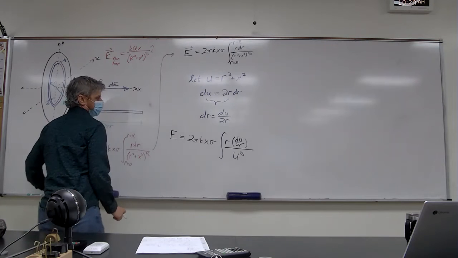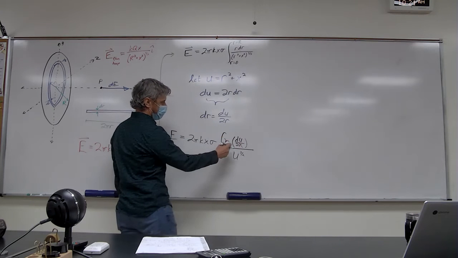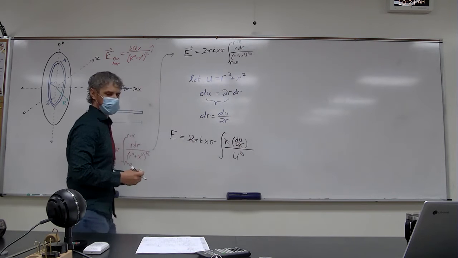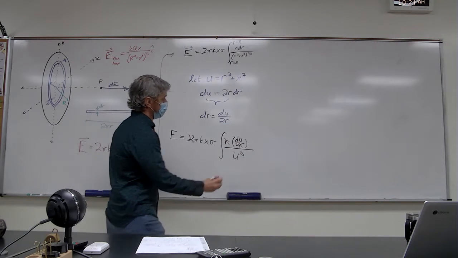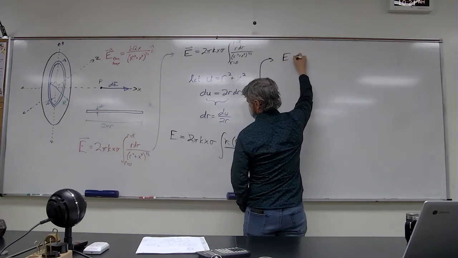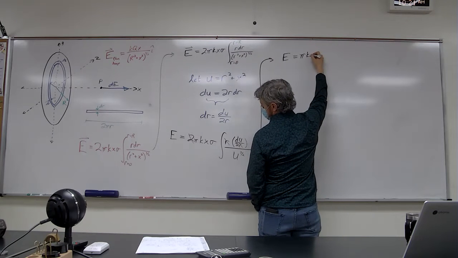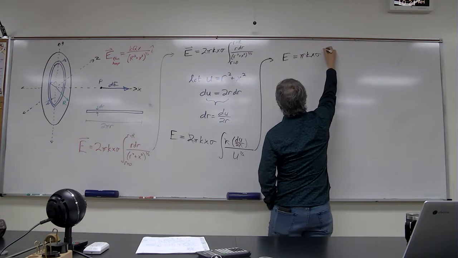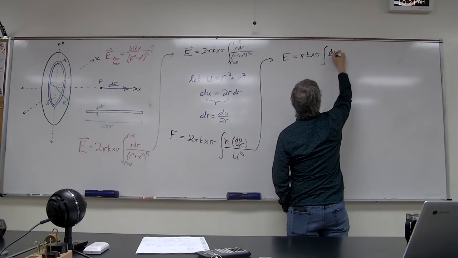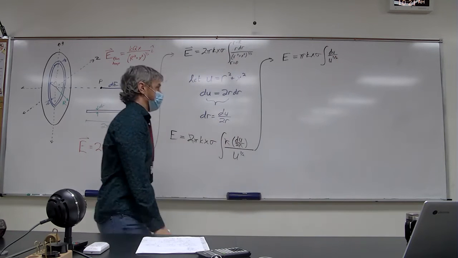And then I can simplify things. The r's cancel. This 2 is in the denominator, so it actually cancels with that 2 out in the numerator, right? And so when I do that, I get that the electric field is pi k x charge density times the integral du over u to the 3 halves. And we can do that integral.